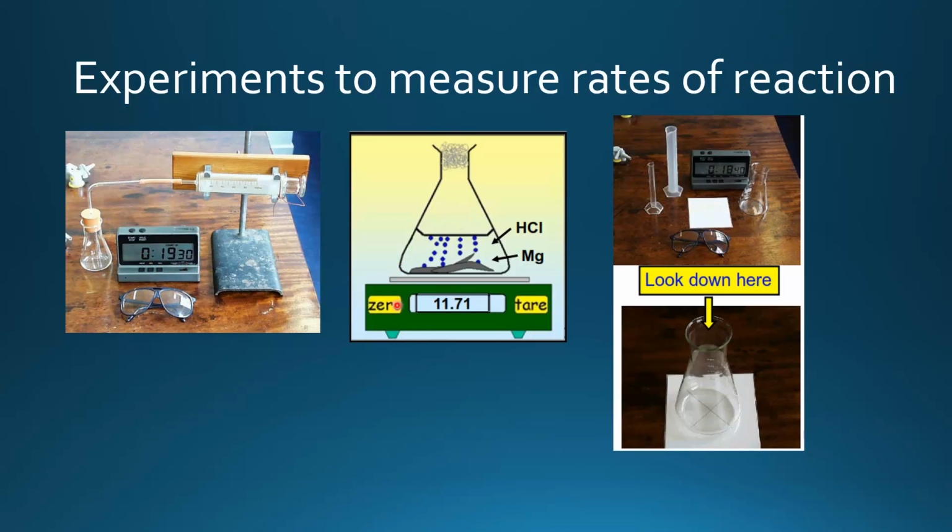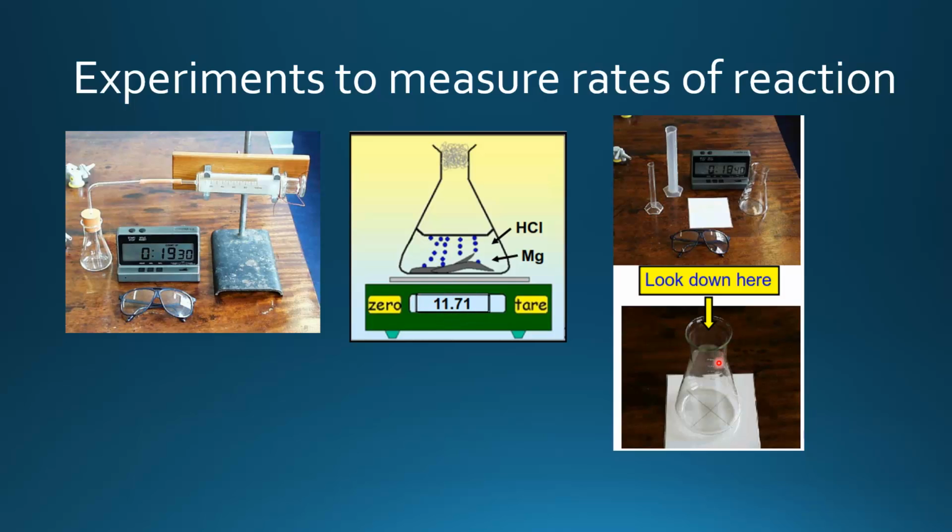The next experiment is recording the change in mass when you have a gas produced. So in this flask here we have magnesium and hydrochloric acid. That's going to produce hydrogen gas. The gas will escape from the top of the flask and the mass will decrease, and you could measure the change in mass over time.